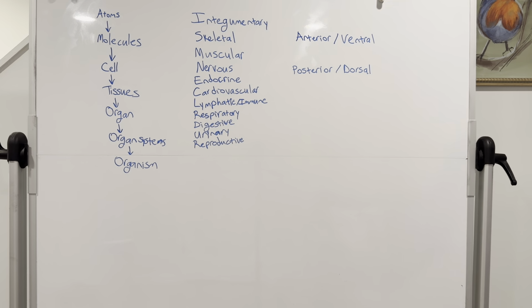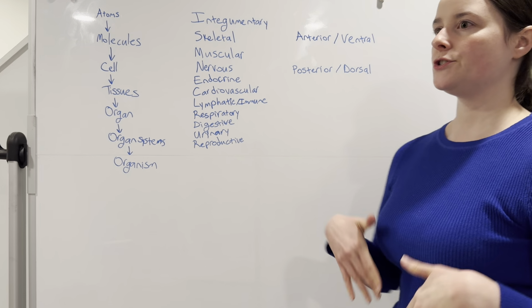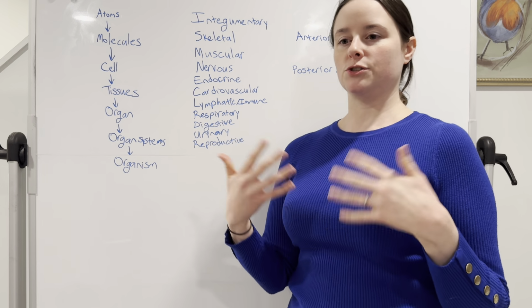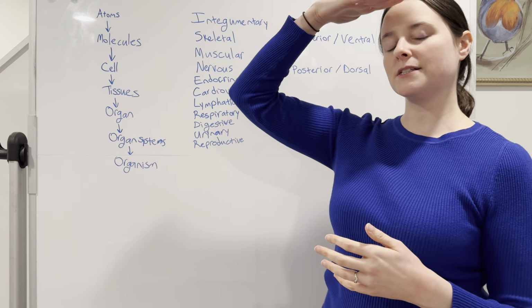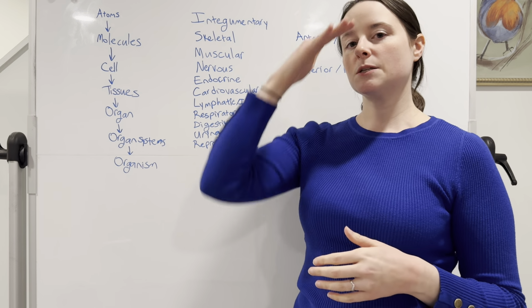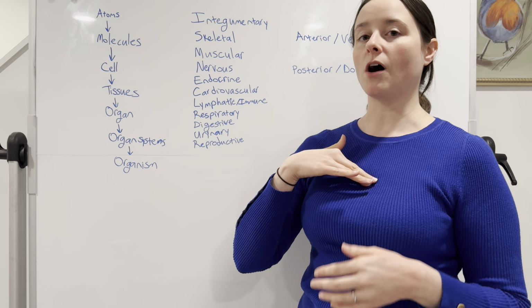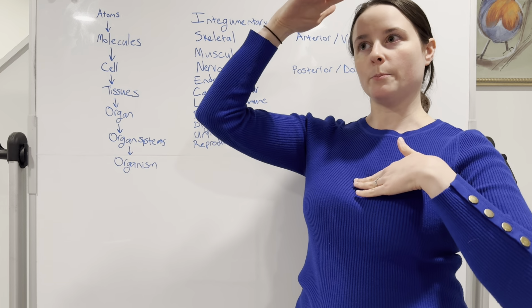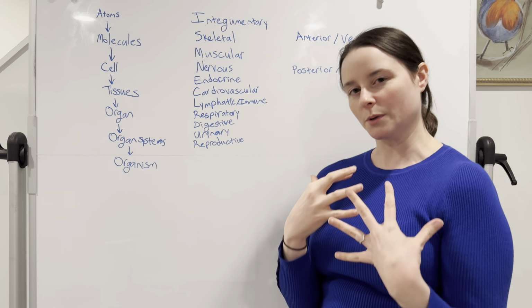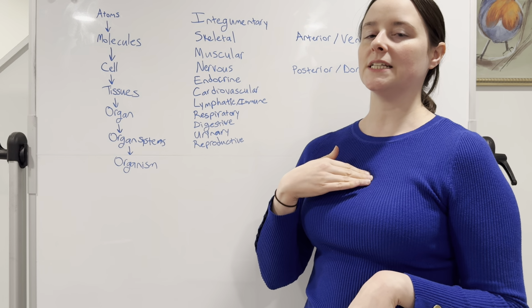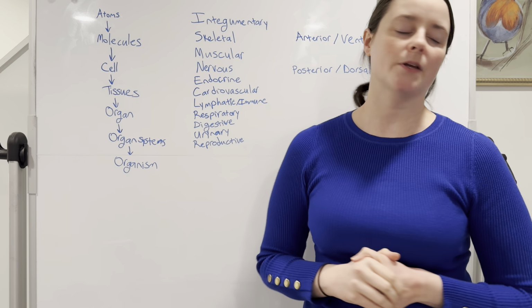Okay. Superior and inferior. Superior is above, right? If you think you're superior, you think you're above somebody else. So superior is above something. So my brain is superior to my heart, right? It's more above. Inferior is below. So if you feel like you're inferior, you feel like you're below, right? So my heart is inferior to my brain. Okay, it's below.